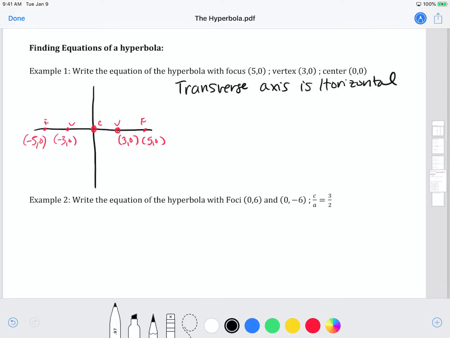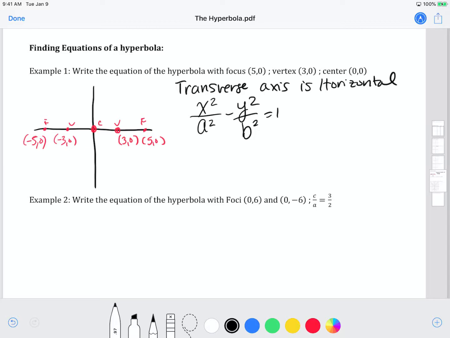So when we write our equation, our x squared term needs to be first. Also, because the center is at 0, 0, our equation in standard form is going to look like this. So what we need to do is figure out what our a and b values are so that we can put this equation in standard form.